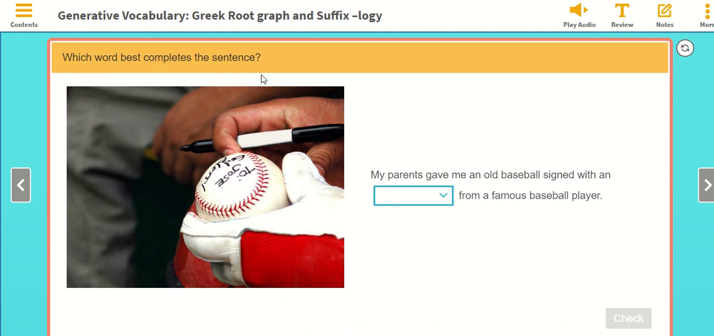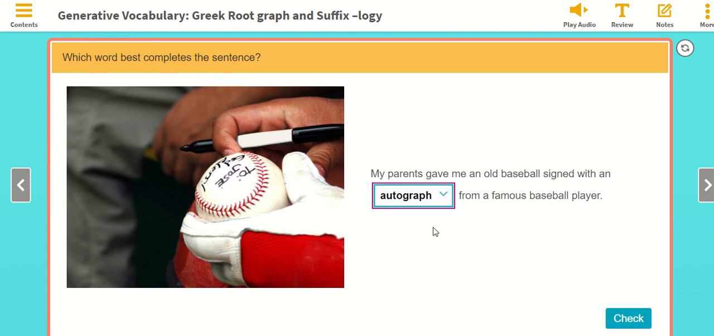Which word best completes the sentence? My parents gave me an old baseball signed with an blank from a famous baseball player. Why don't you pause this video and see which one you would choose? Telegraph, autograph, or photograph? Which one means to write your own name? If you chose autograph, you are correct.